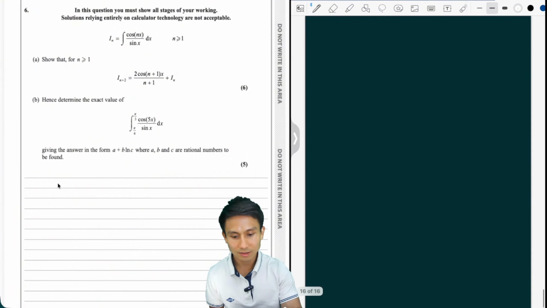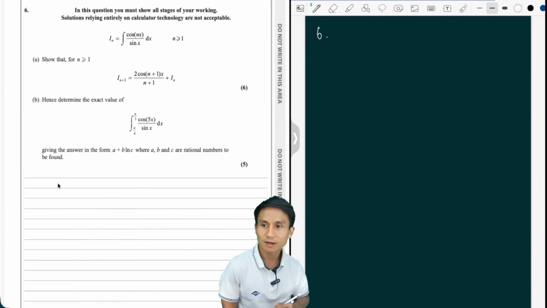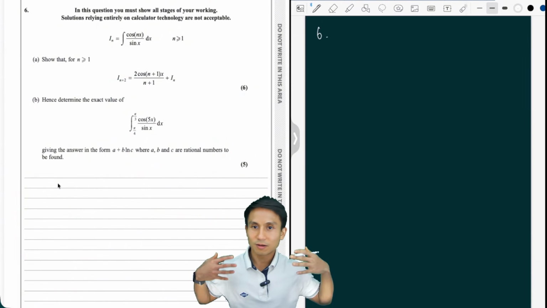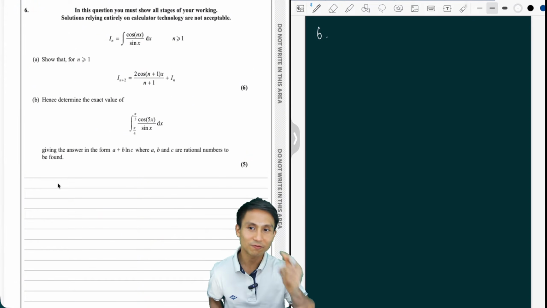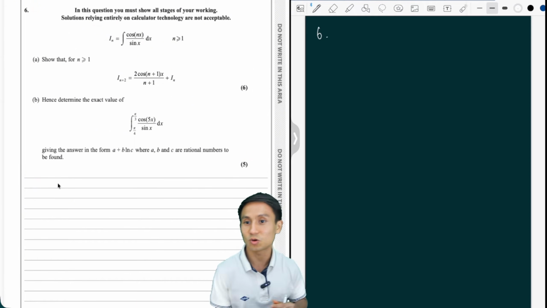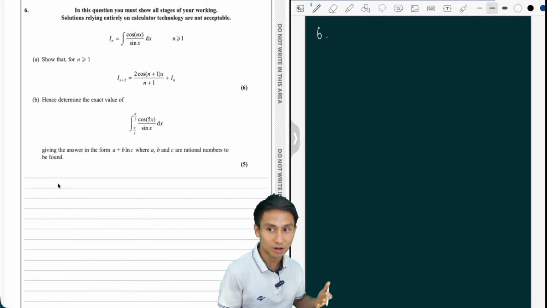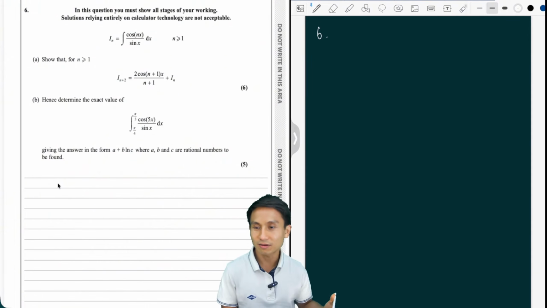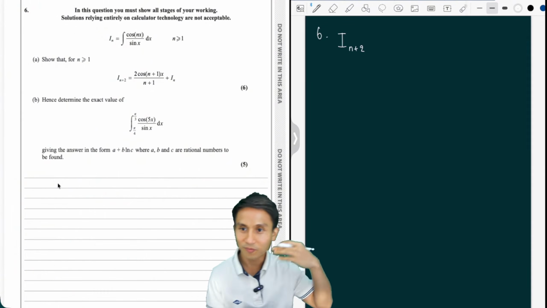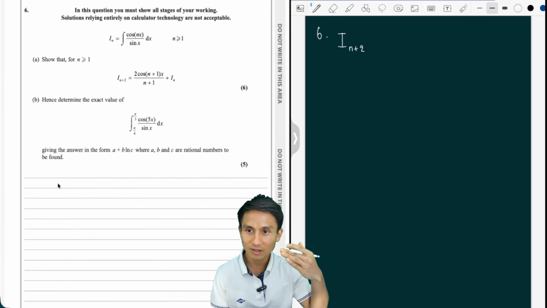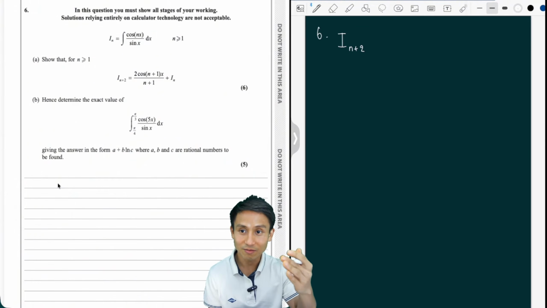Next, question 6. Now we have reduction formulae here, by the looks. We have In defined by the integral of cos nx over sin x dx, where n is greater than 1. Part A: show that for n greater than or equal to 1, I n plus 2 equals all that. It's a better idea to start from substituting n plus 2 in the integral instead of n.